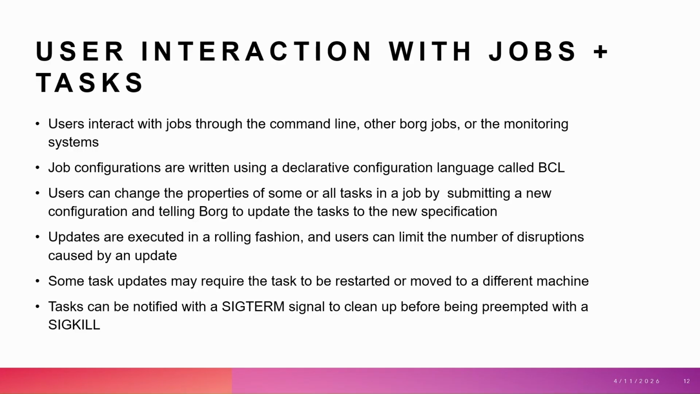Some task updates may require the task to be restarted, such as when a new binary needs to run, or to move to a different machine in the case of changing requirements or constraints of a task. Tasks can be notified with the SIGTERM so they can clean up before preempting with the SIGKILL. And a notification is usually sent about 80% of the time.